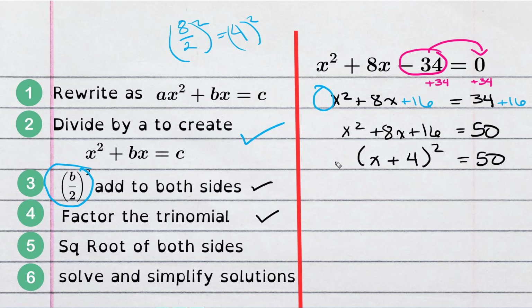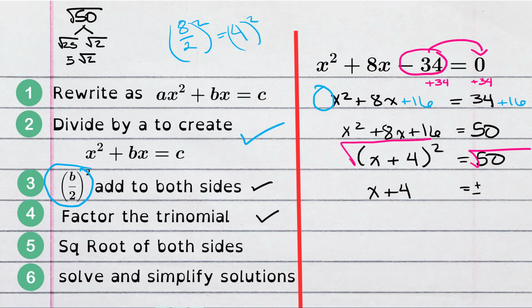The next step says take the square root of both sides. So when I take the square root of both sides, I end up with x plus 4 on the left-hand side. And I have to think about 50. I know it's going to have a plus or minus, but are there any perfect squares that live inside of 50? Well, square root of 25 times the square root of 2. The square root of 25 is 5. I can't take the square root of 2, so 5 square roots of 2. So plus or minus 5 square roots of 2.